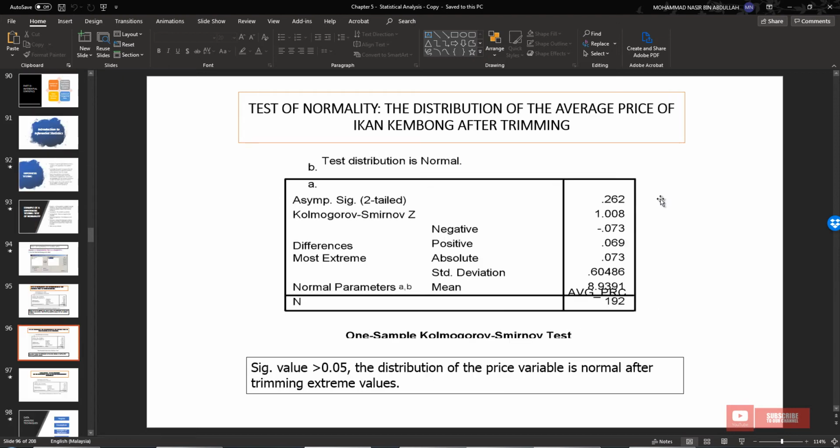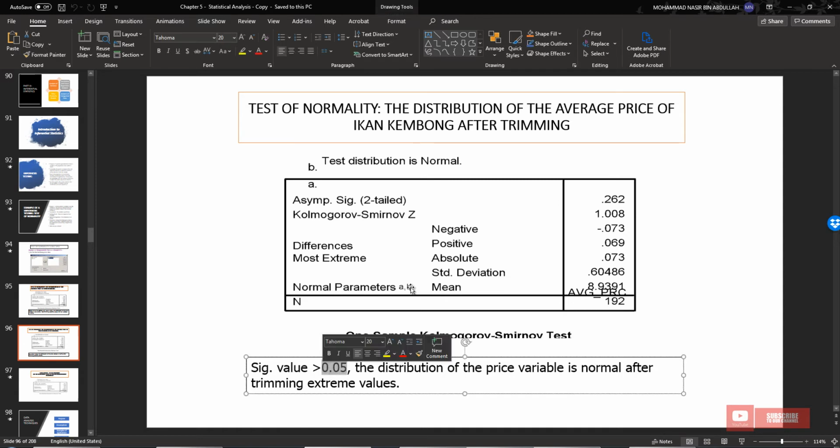Now let's look at another example for Kolmogorov-Smirnov. This is the p-value, 0.262, right? Our alpha is 0.05. Since the p-value is more than 0.05, which is 0.262, we fail to reject the null hypothesis. We conclude that the distribution is normal.